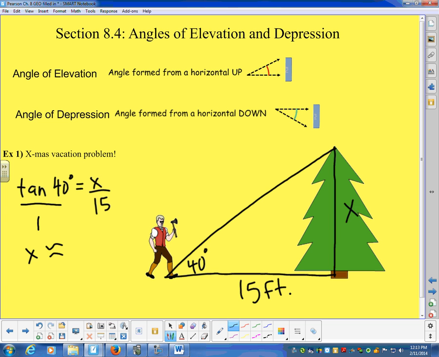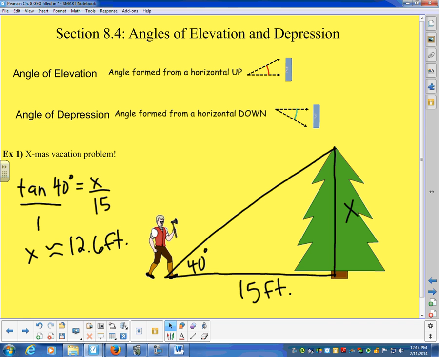So what is the height of this tree? It's 15 times tangent of 40 degrees. That's correct. And what do you get? That sounds a little high. About 12.5, 12.6 feet. Okay, so let's answer the question. Will the tree fit? No. You have to cut down the base.